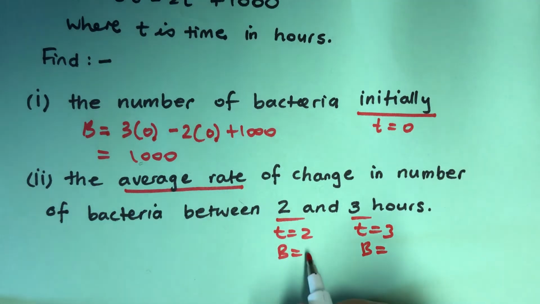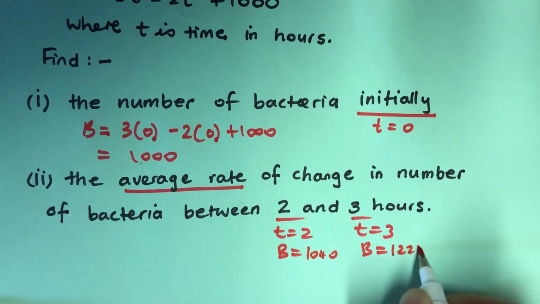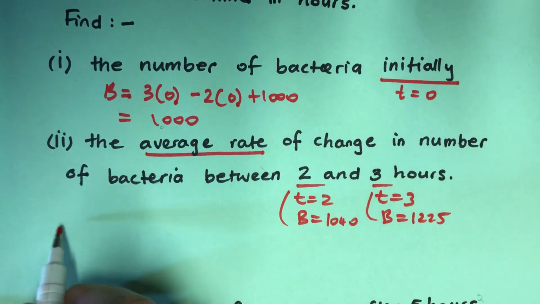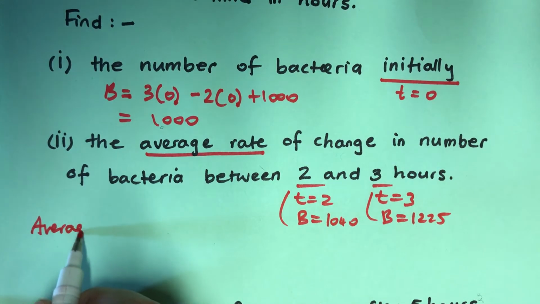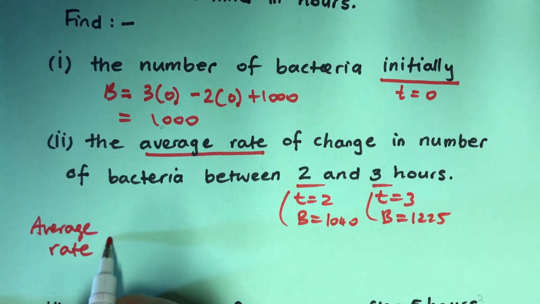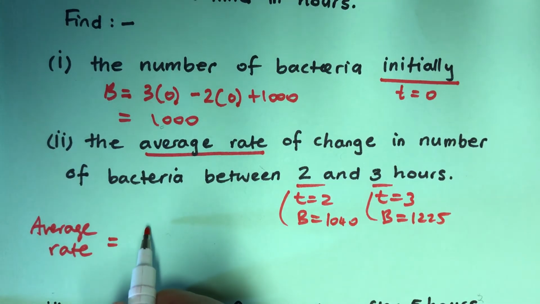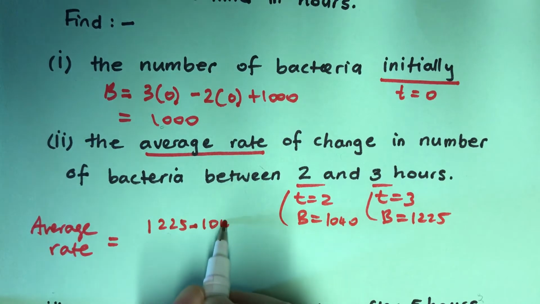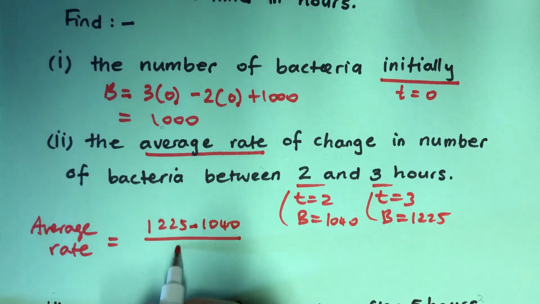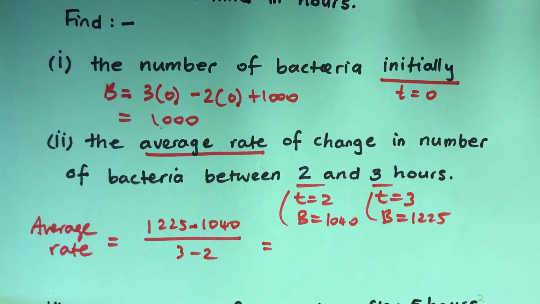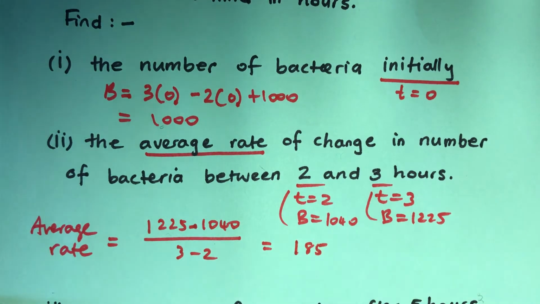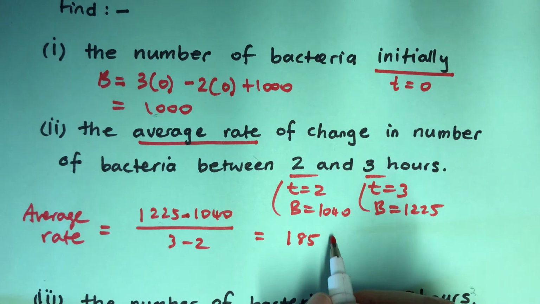If I put it in a calculator, I will get this. Excellent, so we'll get 2 points. So average rate equals the difference of the b's, 1225 take away 1040, always take away from the bigger one, over 3 take away 2. Put it in your calculator and you will get 185. What is my unit? Because it's a rate, we'll get 2 different units.